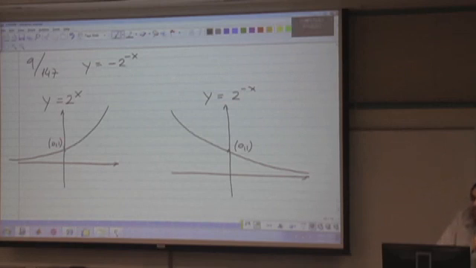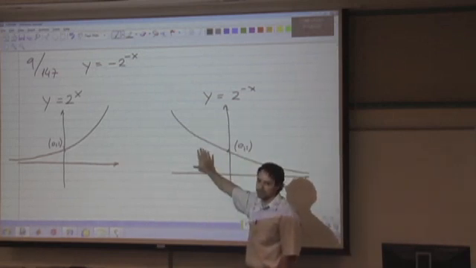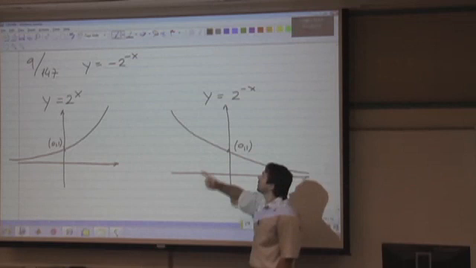Is that what you said? Replacing x with minus x reflects the graph over the y-axis. Do you remember reflections at all? Yeah. If not, just again, think about the following.